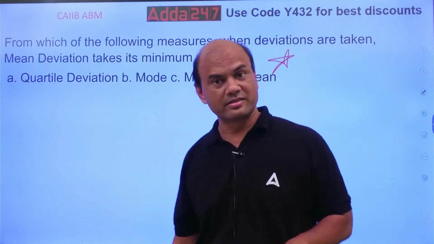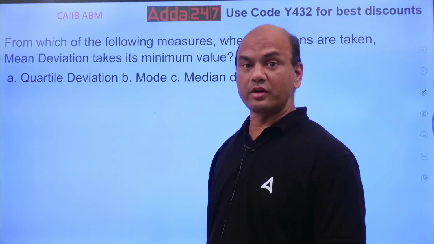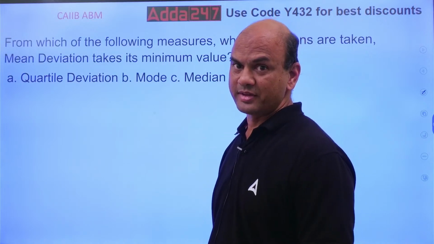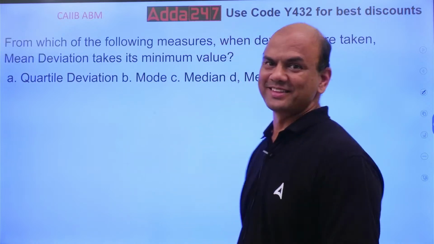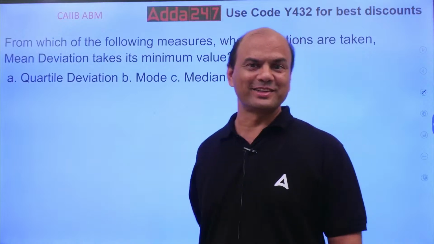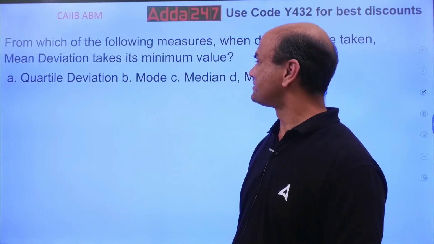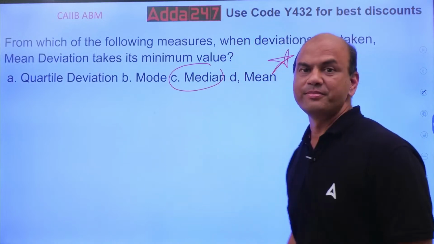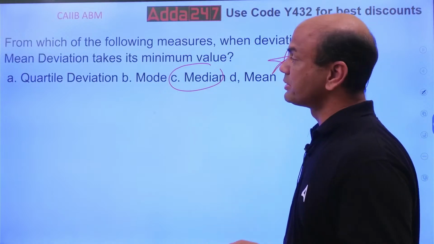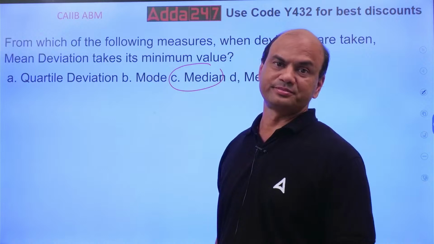Those who have read it will immediately answer it. Those who have not, I'll explain, not an issue. I'll explain how it is to be done. Firstly, what is the answer? The answer is median. The mean deviation from the median is always at its lowest.